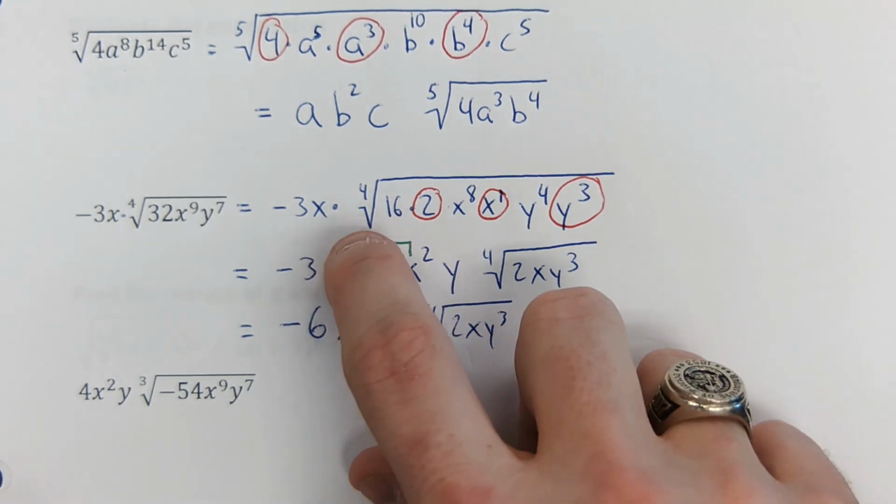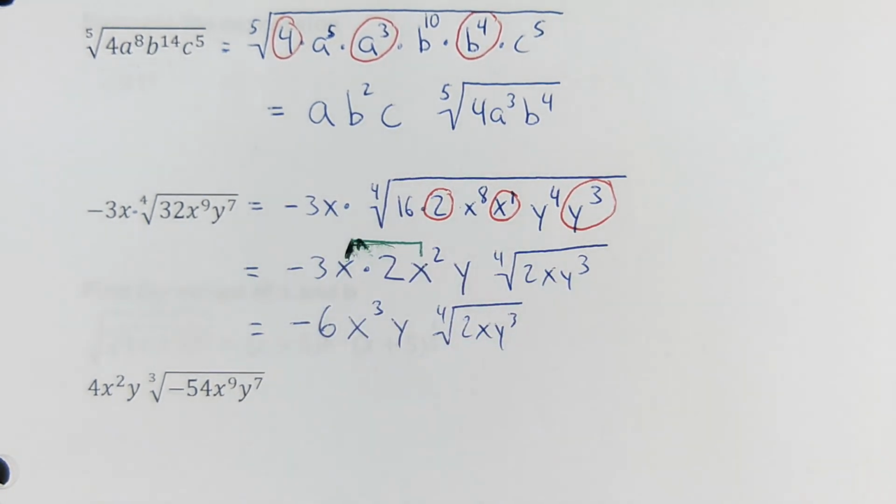This looks like total garbage. Oh well. Can't do anything about it now, can I? So what's the final answer? That's it. You're looking at it. You can't do anything else. Everything's been simplified. Everything's been multiplied. Can you read the final answer? Negative 6x to the third y times the fourth root of 2x y to the third.